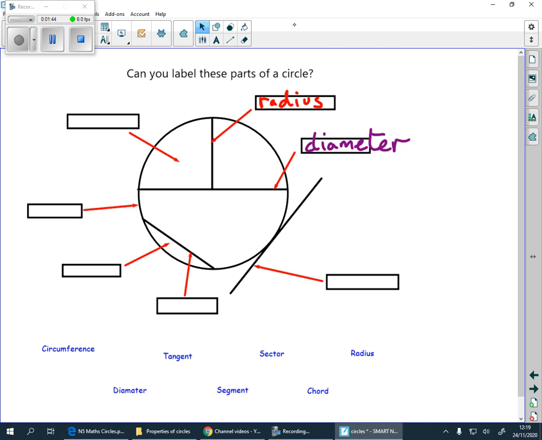Now, you may also recall from your school days that the line round the outside of the circle, what would be the perimeter in other shapes, is called a circumference. If it helps to think of it as a circle fence, try that. So, circumference. And that's this one.